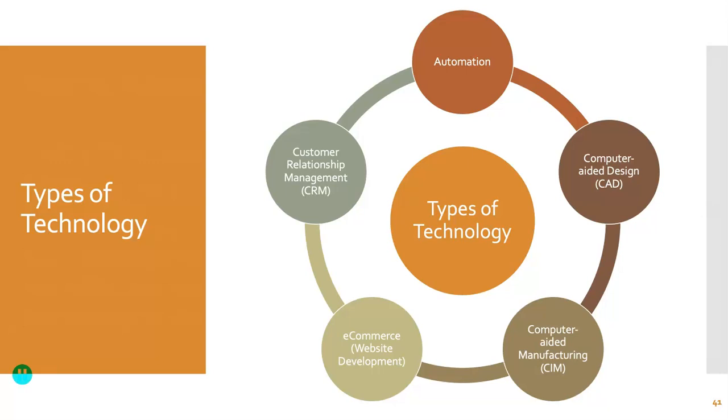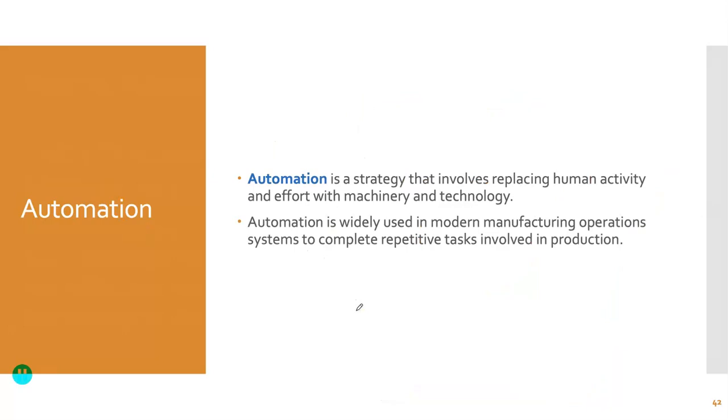And we're going to go through first automation, and then we will discuss computer-aided design and computer-aided manufacturing. We will think about also website development or online services. And there is also things like customer relationship management, which we'll touch on as well. Firstly, let's think about this concept of automation, something that has changed the way business is run.